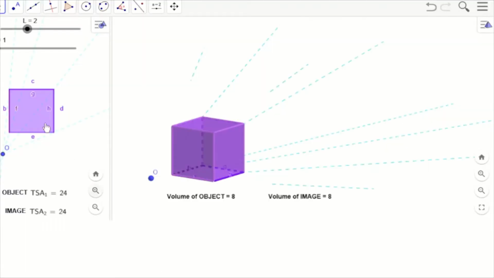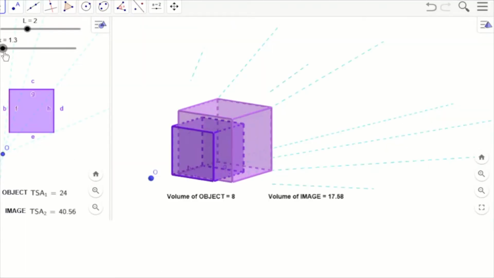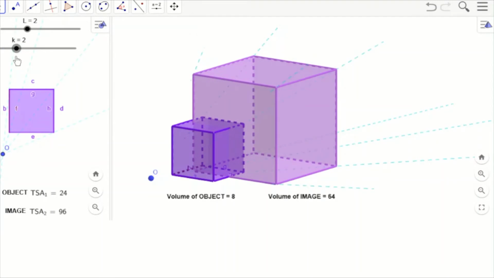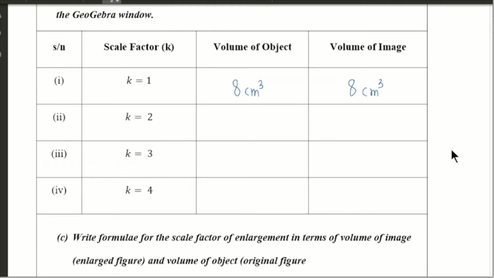Now when the scale factor is 2, adjusting the scale factor to 2, we'll observe that here we are having a volume of object to be 8 and the volume of the image to be 64. So let's record that. We have the same 8 cubic centimeters, but we are having a volume of image to be 64 cubic centimeters.